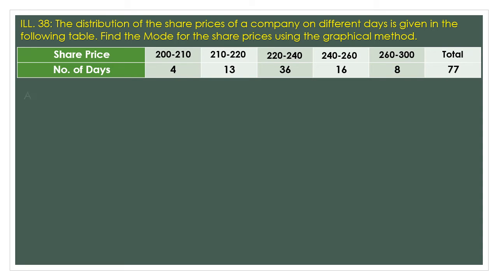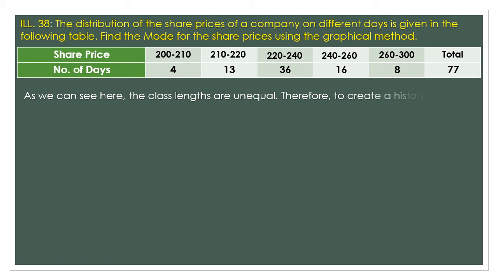Now if you look at the data here, you will see that all the classes are not equal, the class lengths are unequal. Some have 10 class length, some have 20, and some has 40. So to create a histogram, we will have to find the proportionate frequencies. What do I mean by that? That for example, the first class has the 10 class length and the frequency is 4.